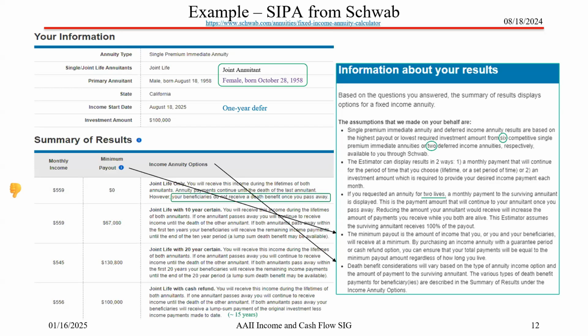If you look at this, it seems to me the third row, which is $545 a month with a $130,800 minimum payout, beats the other three options. That's what you can see if you go on the Schwab website, which I have a link up there, and you can do this quote.